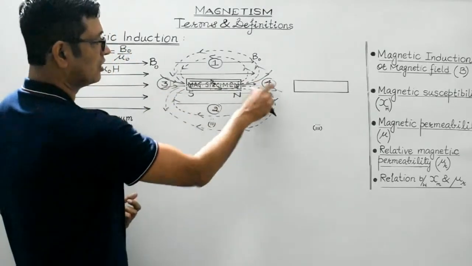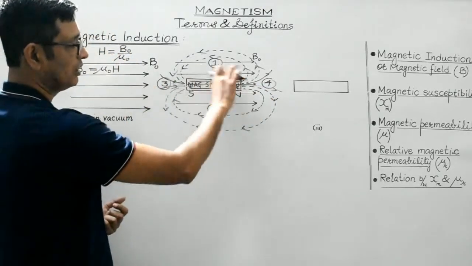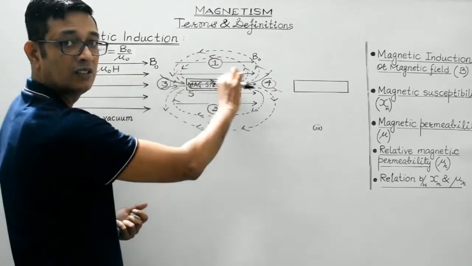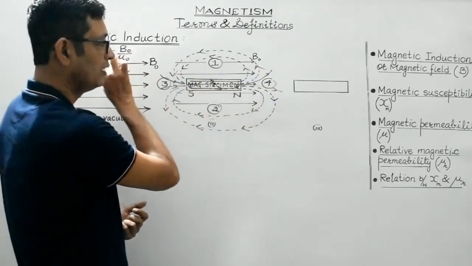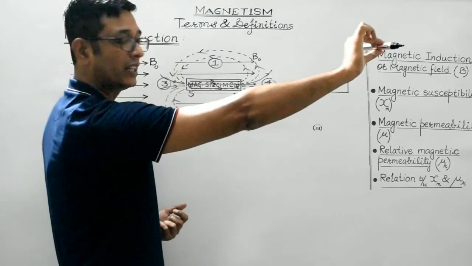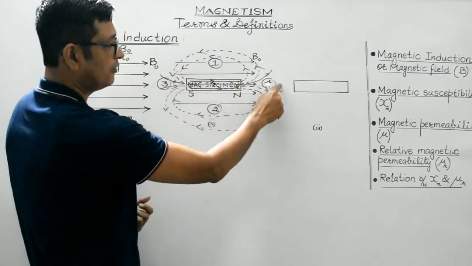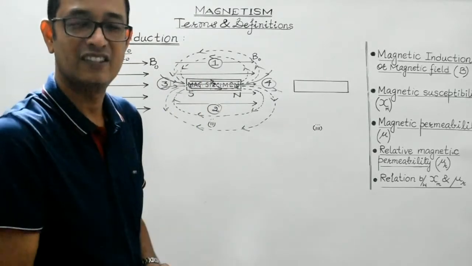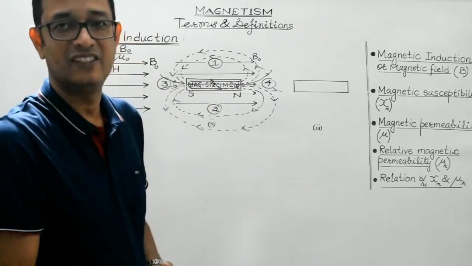While in the regions 3 and 4, due to the magnetization of the specimen, the magnetic field lines are also directed from left to right. The external field is also directed from left to right. So, in regions 3 and 4, the magnetic field strength will get strengthened. It will get strengthened, isn't it?